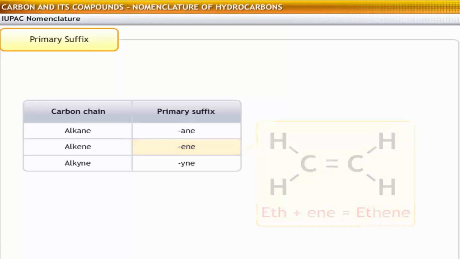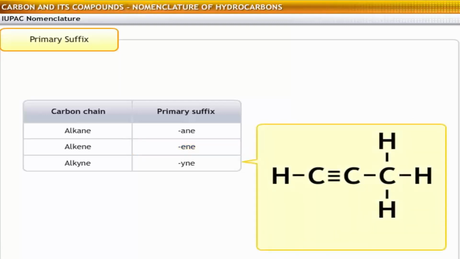Hydrocarbons that contain a triple bond between carbon atoms are known as alkynes, and for naming such hydrocarbons, the primary suffix "-yne" should be added. For instance, a molecule that has 3 carbon atoms will have prop as the root word. If there is a triple bond between 2 carbon atoms, add the primary suffix "-yne". The molecule is therefore named propyne.